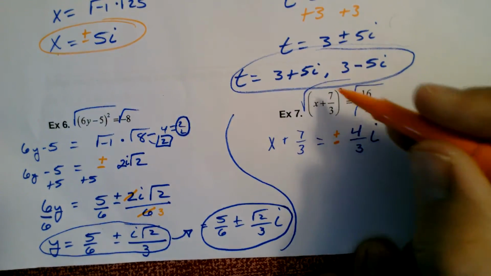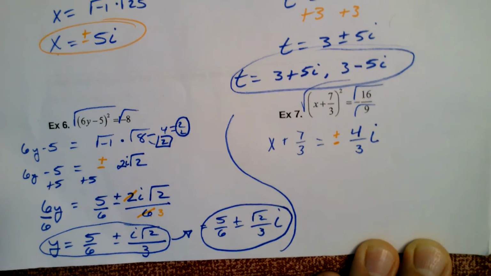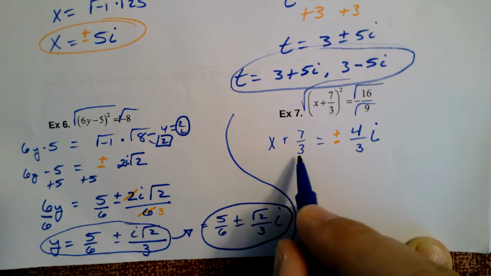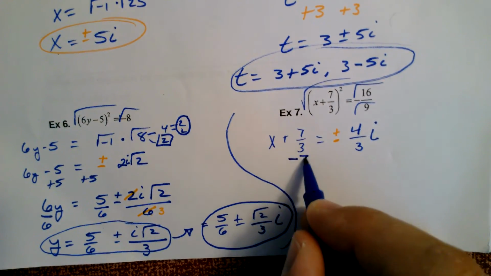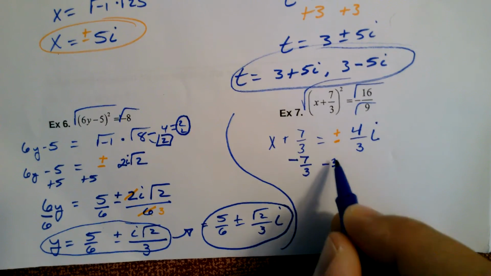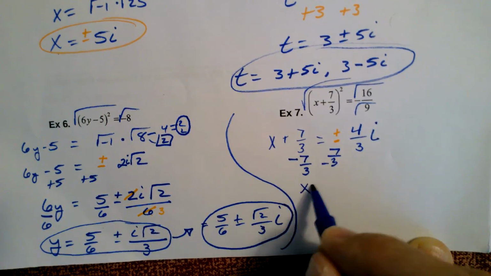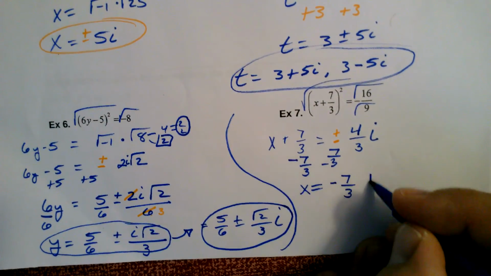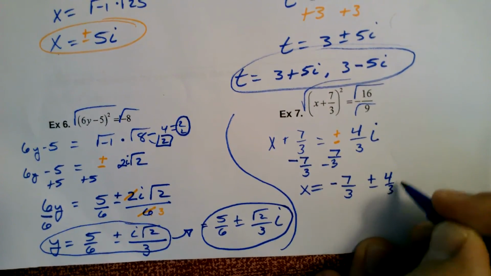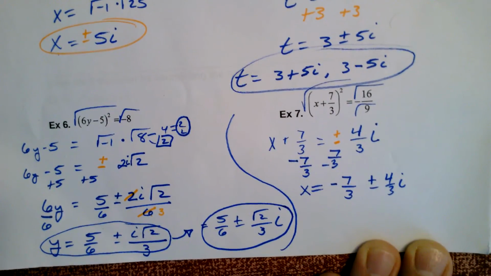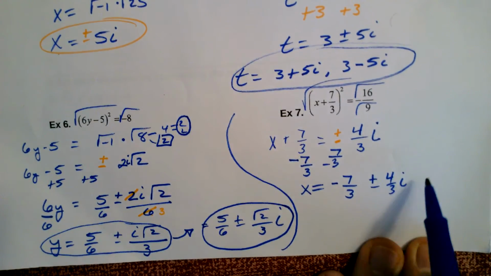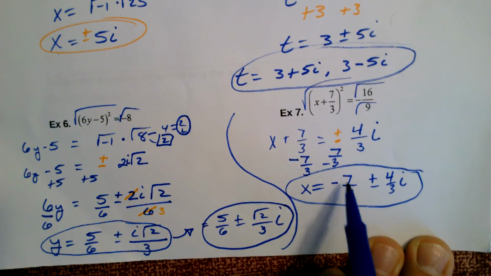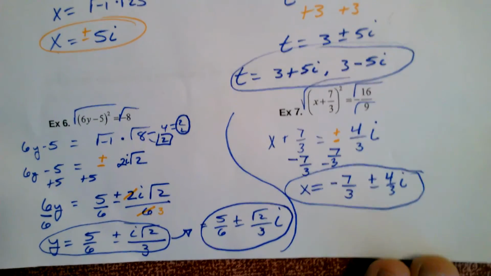Okay, so you square root both sides. Don't forget that. Last thing we have to do, look at how easy this is. We just have to get this x by itself by moving over this 7/3 using subtraction. All right, so I would probably put that -7/3 in front, and then plus or minus 4/3 i. Okay, so final answer, there's your complex number: -7/3 plus 4/3 i, and then -7/3 minus 4/3 i. You get 2 answers there.